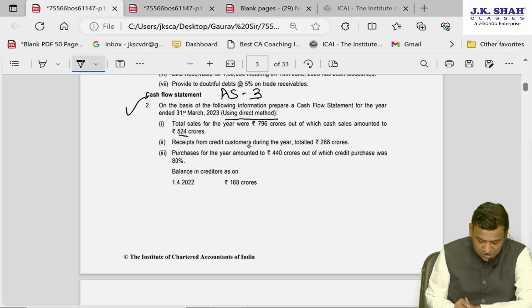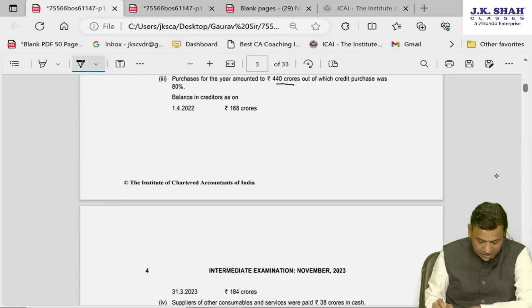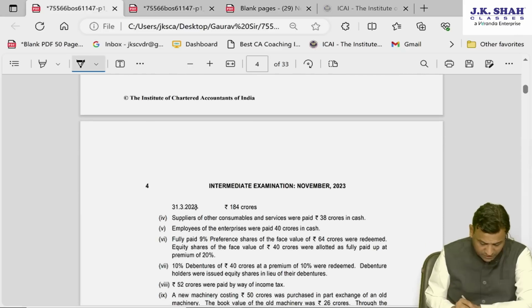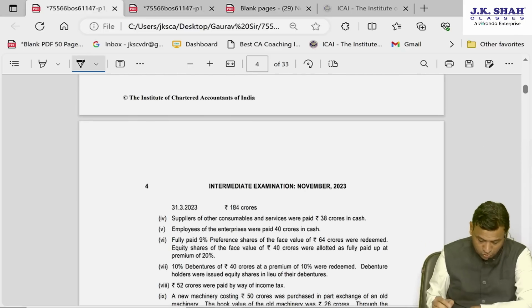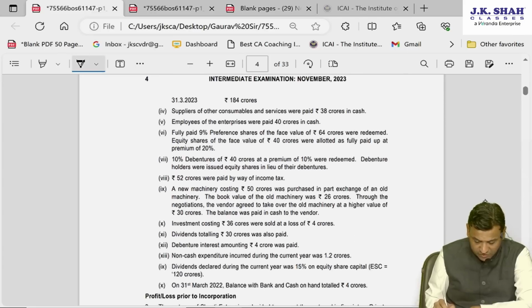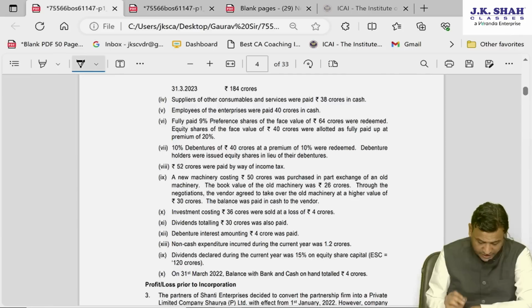Received from credit customers during the year totals 268 crores. Purchase for the year amounts to 440 crores, out of which credit purchase is 80%. Balance in creditors as on 1st April 22, 168 crores; 31st March 23, 184 crores. Suppliers of other consumables and services were paid 38 crore in cash. Employees of the enterprise were paid 40 crores in cash.